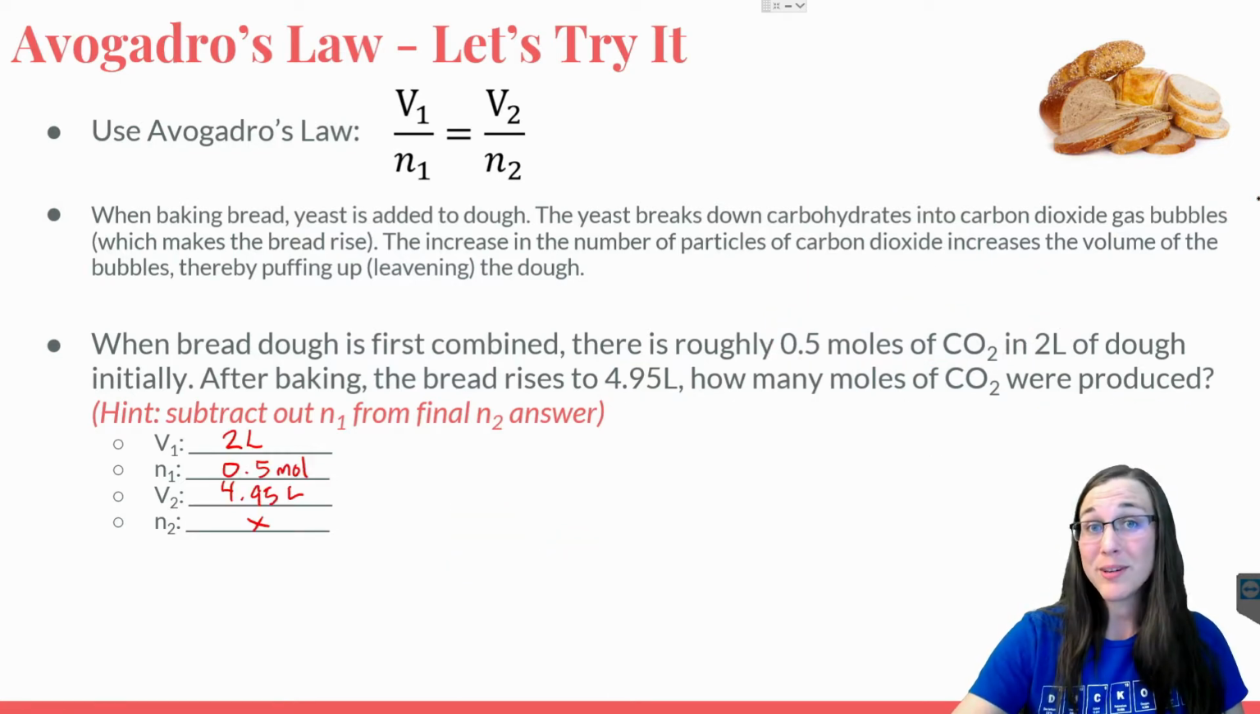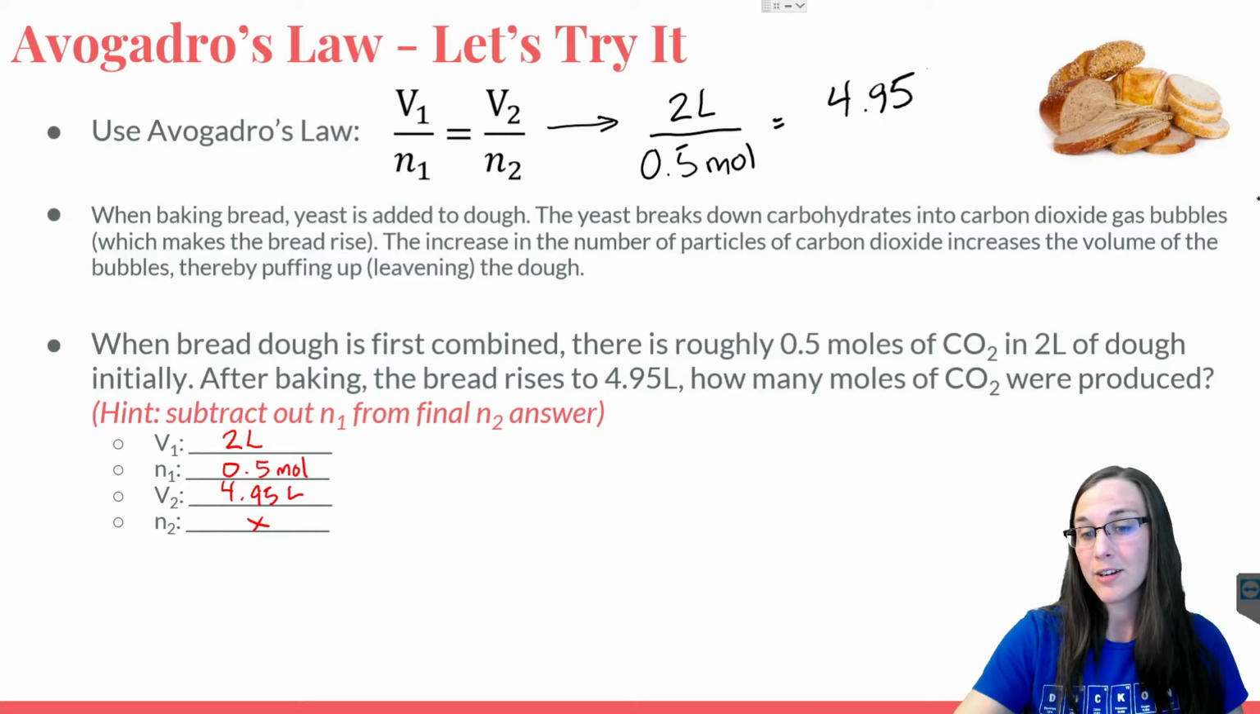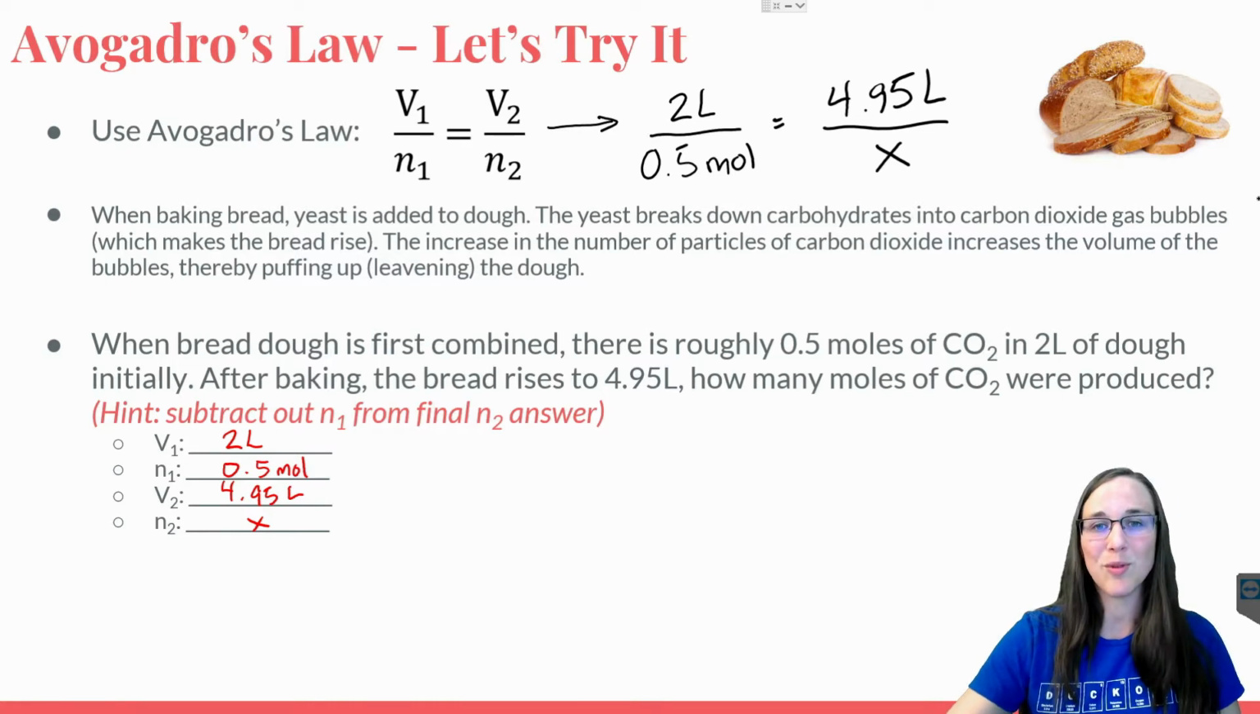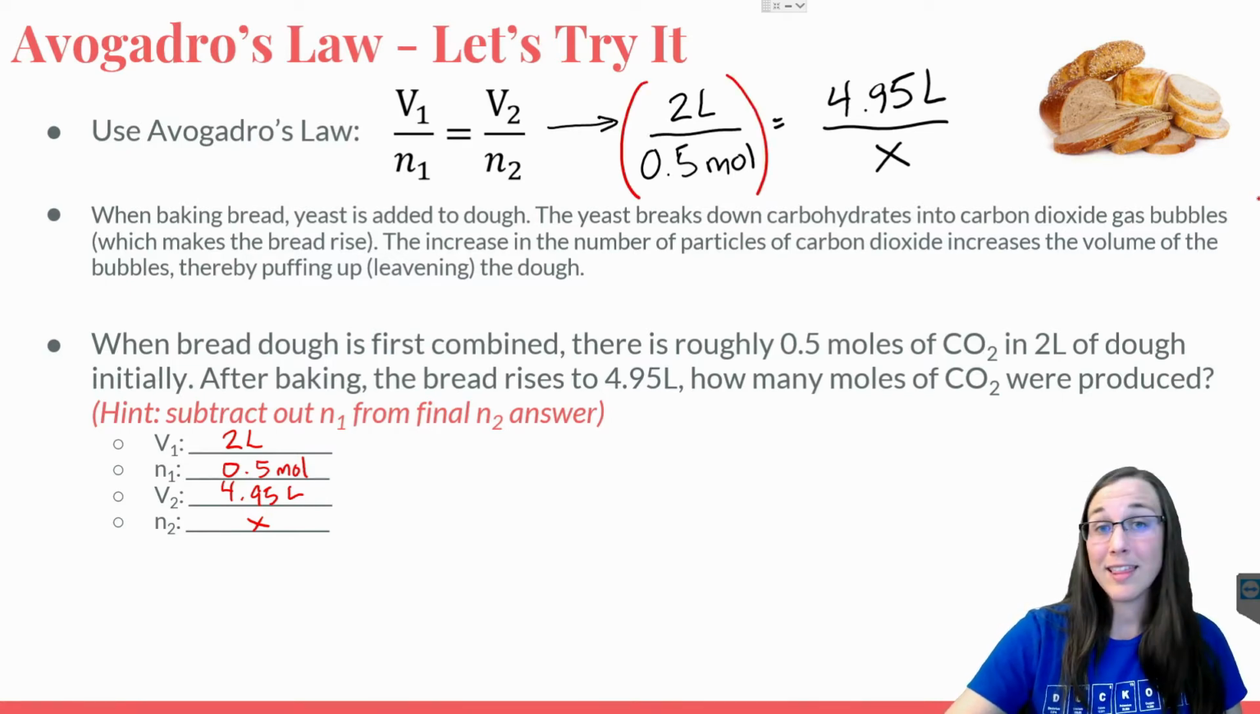Now all we have to do is plug and chug into Avogadro's law mathematical setup. Our V1 is the 2 liters divided by our N1, which was the 0.5 moles. We're going to set that equal to our 4.95 liters, which was our final volume, over X, that's our N2 that we're solving for. I'm going to start this by dividing my 2 by 0.5, and that gives me a value of 4. And that 4 is still equal to 4.95 liters over X.